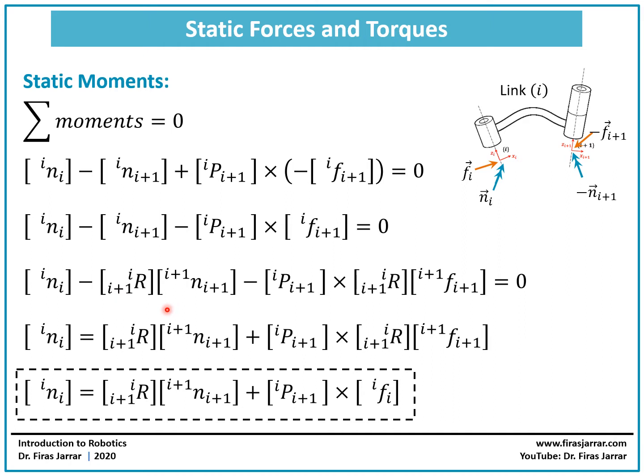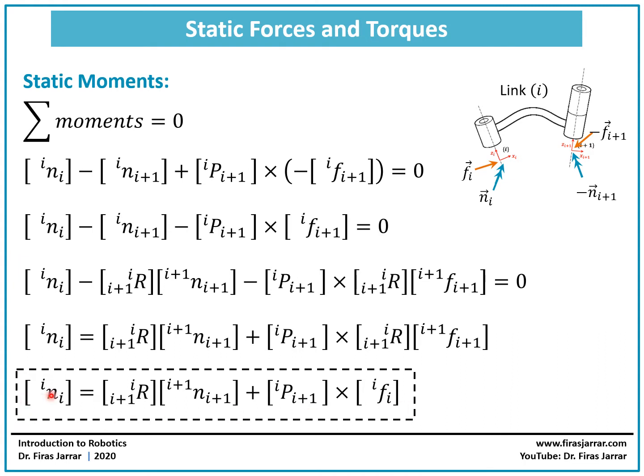As we can see here also for the moment vector, we're going to take these terms to the right side of the equation. One thing to notice is that the multiplication of these two matrices is going to be equal to the force Fi, as we obtained from the force equilibrium equation in the previous slide. So now we have the moment equilibrium equation.